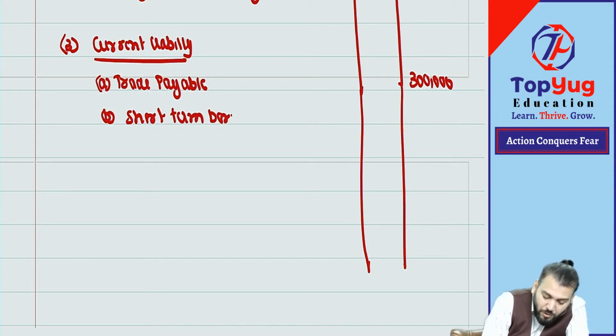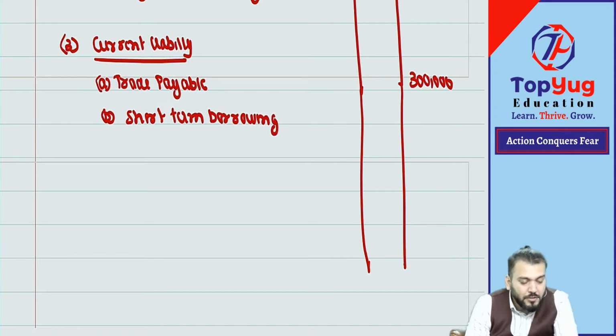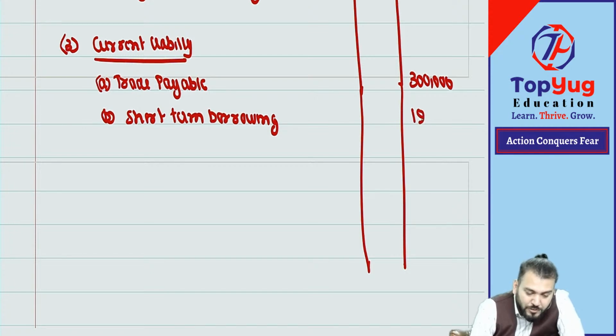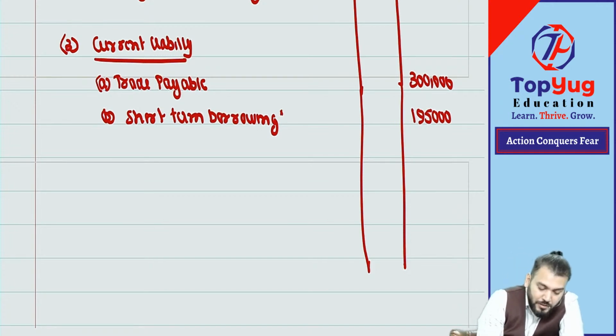There is one short term borrowing given, bank overdraft. Short term borrowing given, bank overdraft. Understood? Correct? Just write down. Then I will inform you something about this. Just first you write down. Short term borrowing is 1,95,000. Then point number C is what?